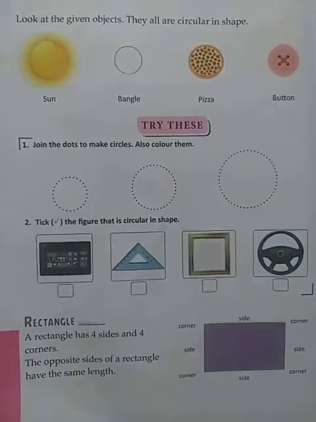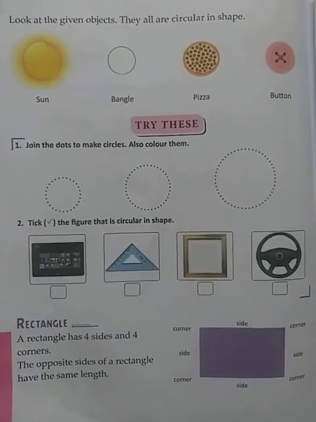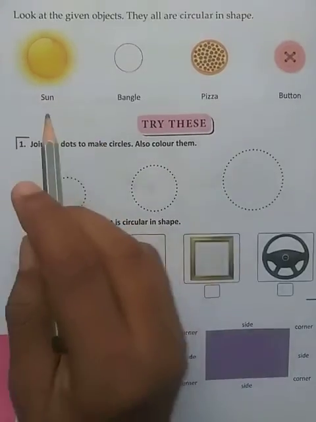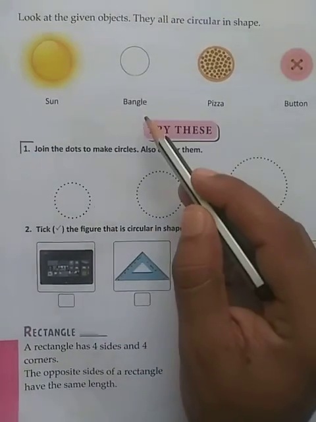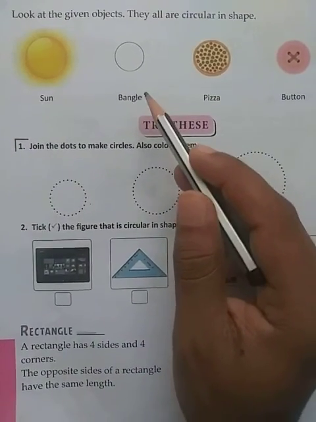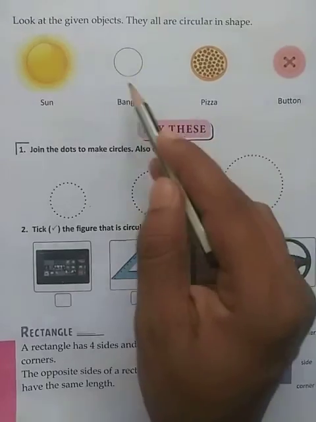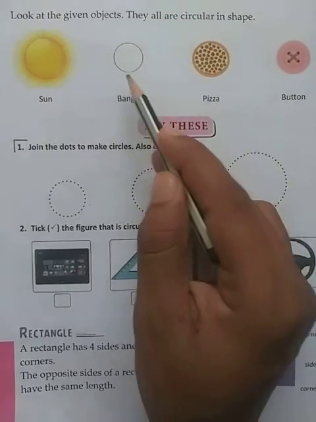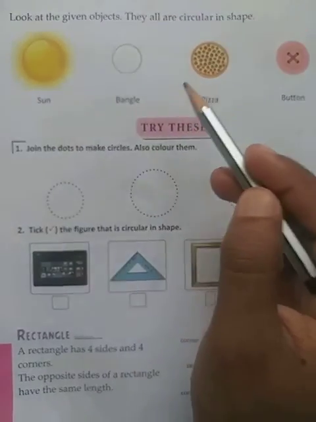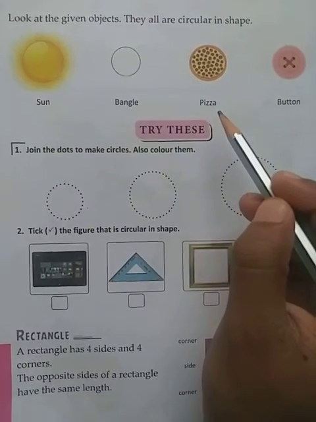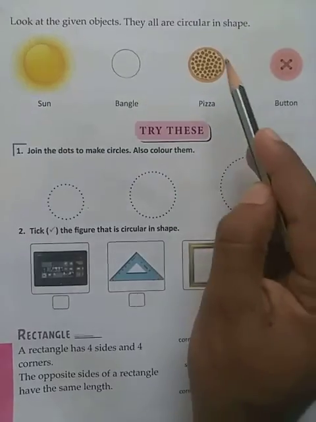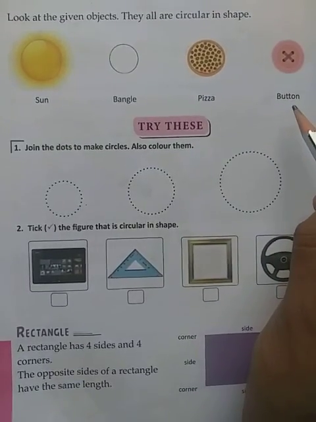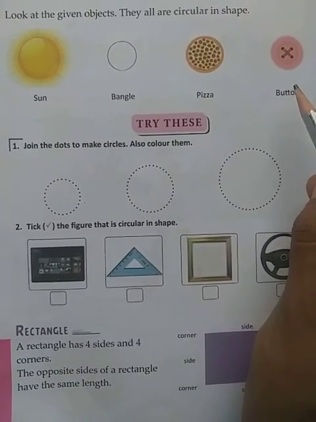Look at these pictures, they are all in a circular shape. This one, the sun, you can see, is a circle. The bangle which you are wearing, especially girls are wearing bangles, right? This bangle is also circular in shape. Pizza, yes. Even chapati or roti is in circular shape. Button, yes, it is also in circular shape.